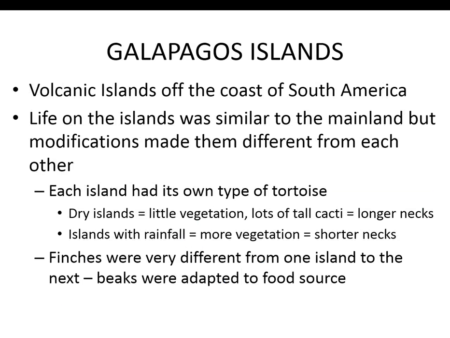Now, if we look at the Galapagos Islands, they're a set of volcanic islands off the coast of South America, and what he found was that when he looked at the living things present on the islands, they were similar to the mainland, but there were modifications in those various species. So each island had different versions of those plants and animals. For example, each island had its own type of tortoise. And the finches, which are a type of bird, had very different beaks from one island to the next.